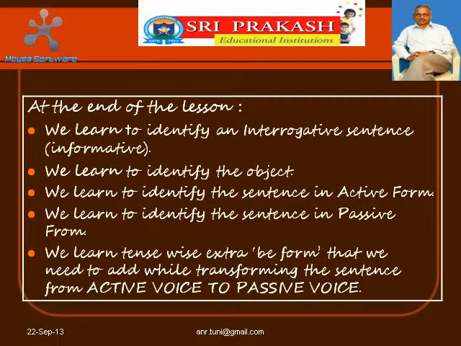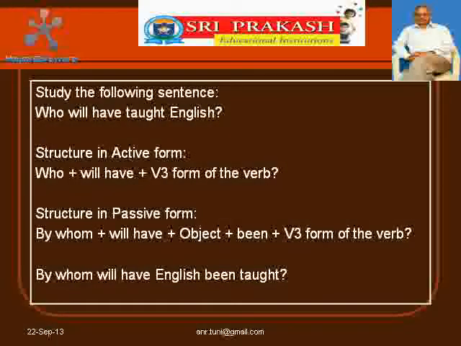At the end of the lesson, we learn to identify an interrogative sentence that is informative. We learn to identify the object. We learn to identify the sentence in active form. We learn to identify the sentence in passive form. We learn tense-wise extra B form that we need to add while transforming the sentence from active voice to passive voice.